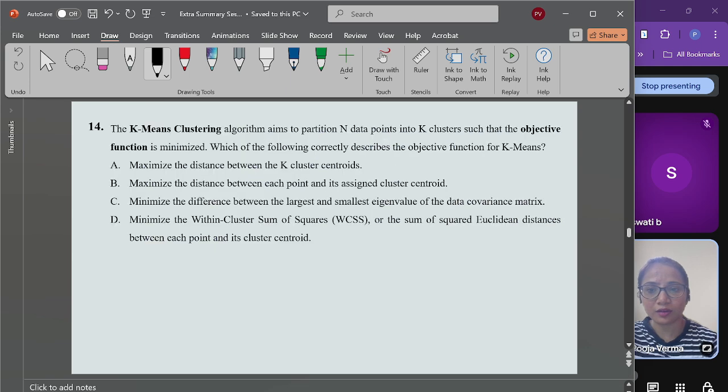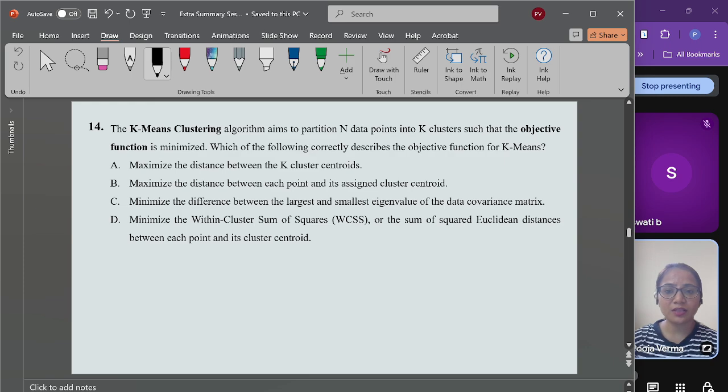Okay, moving to our next question now. The k-means clustering algorithm aims to partition n data points into k clusters such that the objective function is minimized. Which of the following correctly describes the objective function for k-means? Option A: maximize the distance between the k cluster centroids. Option B: maximize the distance between each point and its assigned cluster centroid.